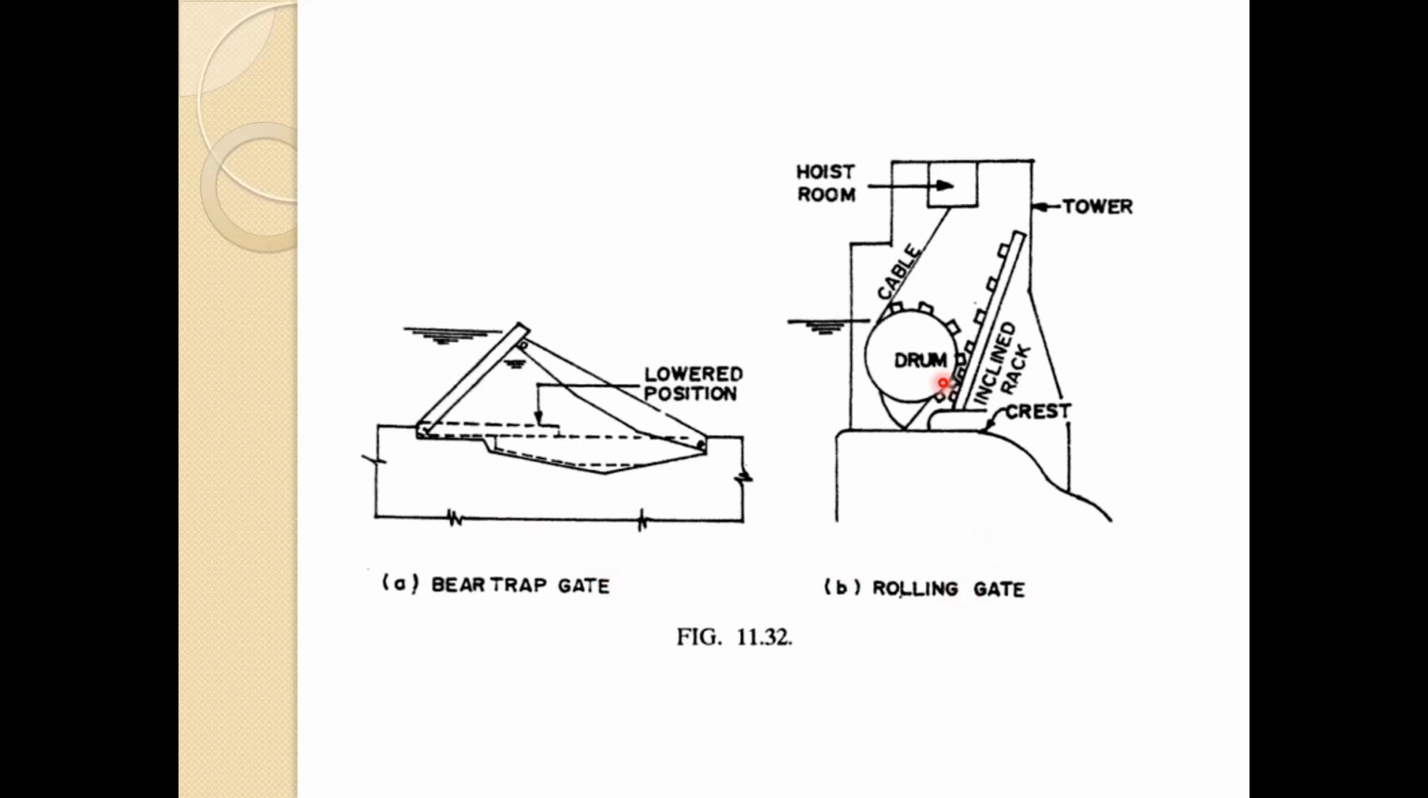Now this is the rolling gate. So here you can see the gear and this assembly has been made over here. When this gear rotates, obviously this rack will also move upward or downward, and this drum, that is the gear, will be rotated with the help of this cable. So here you can see the gate will rotate on this particular crest or it will move upward in the tower. So here we can control the level of water by using this kind of rolling gate.